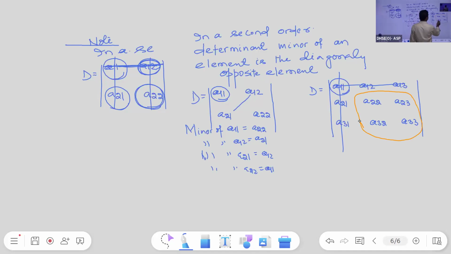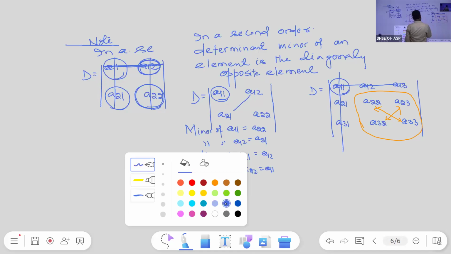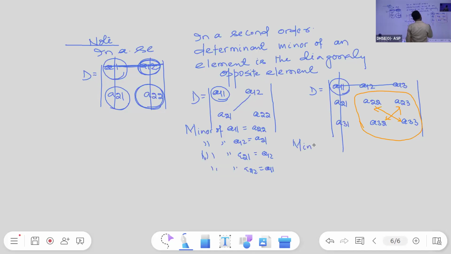And you know, the value of this second order determinant will be the product of the elements in the leading diagonal minus the product of the elements in the secondary diagonal. So the value of this determinant is A22 into A33 minus A23 into A32. So we can write minor of A11 equals A22 into A33 minus A23 into A32, right?